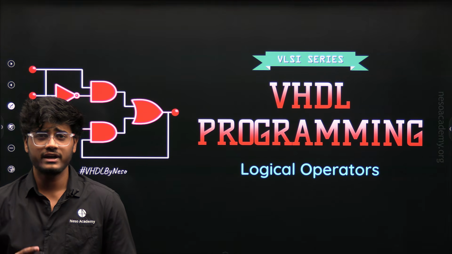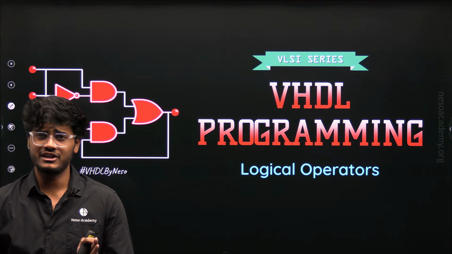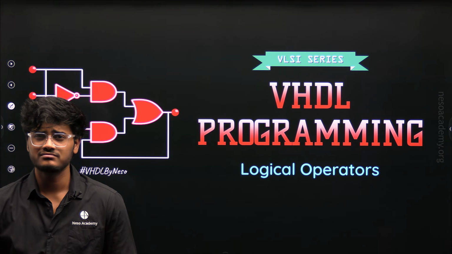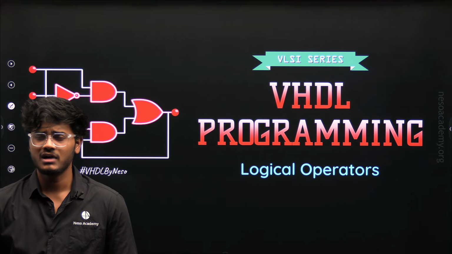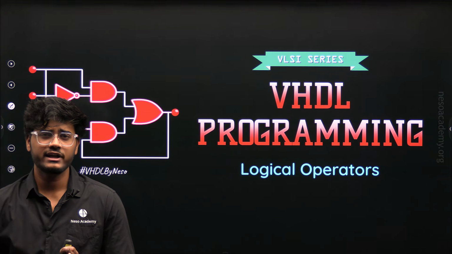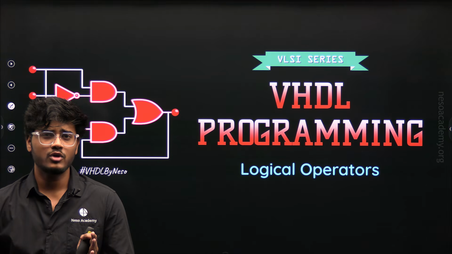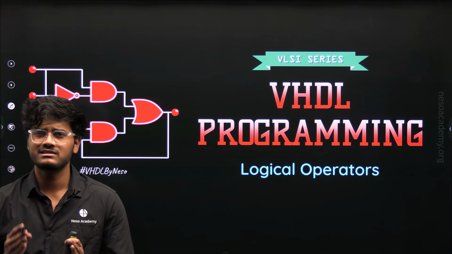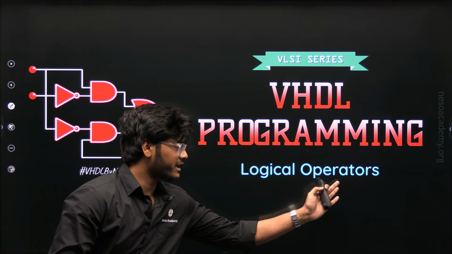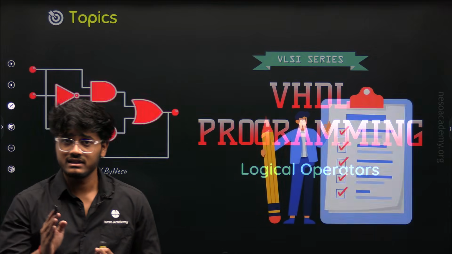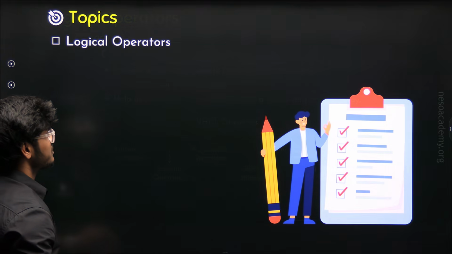In the previous lecture, we have studied arithmetic operators, where we performed operations like addition, subtraction, multiplication. But in digital electronics, do we only perform mathematical operations? No. In digital electronics, we mainly deal with logic 0 and logic 1, and we perform operations like NAND, AND, NOT, etc. And these are called logical operators. In this lecture, we will understand what logical operators are. So, let's start the lecture.